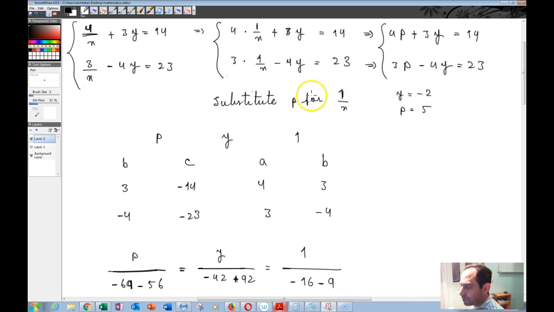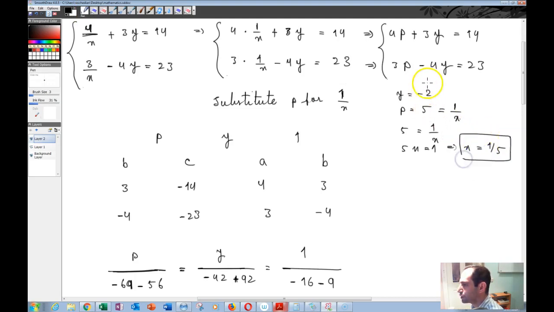Now here we said that p was equal to 1 by x. That means that 5 is equal to 1 divided by x. So 5x is equal to 1. So x is equal to 1/5. So that's the value of your x. That's the value of your y.